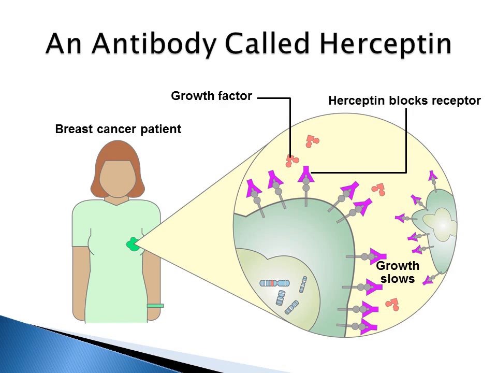So you can see, again, you have a breast cancer patient, you have the HER2/neu receptors on the cell surface. The growth factor is there. However, the drug Herceptin blocks the receptor so that the growth factor cannot bind to the growth receptor. So that tumor then has its growth slowed down or possibly even stops growing.